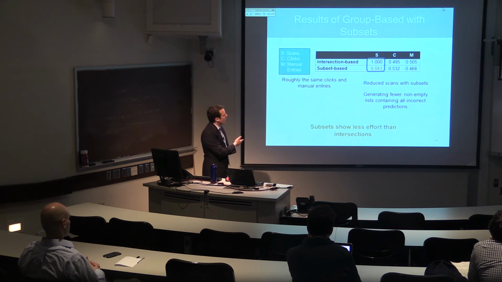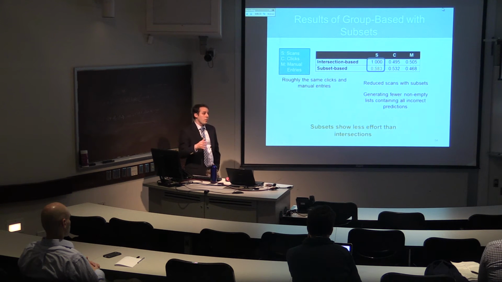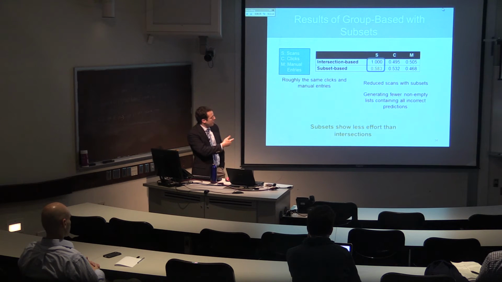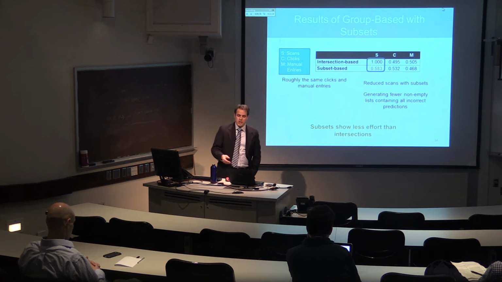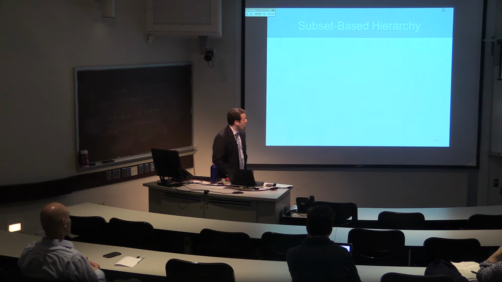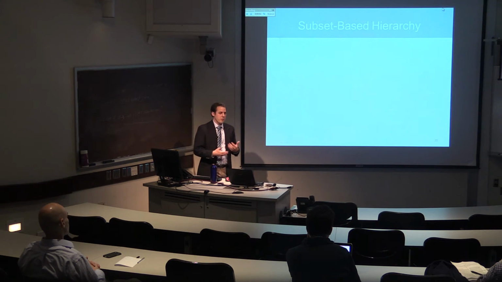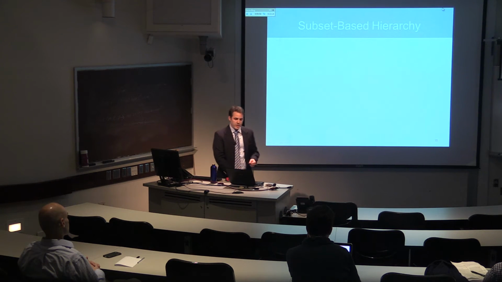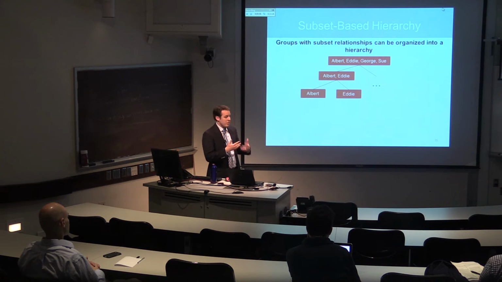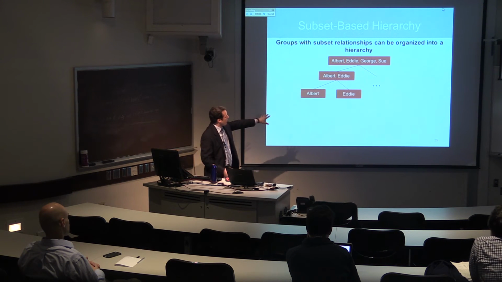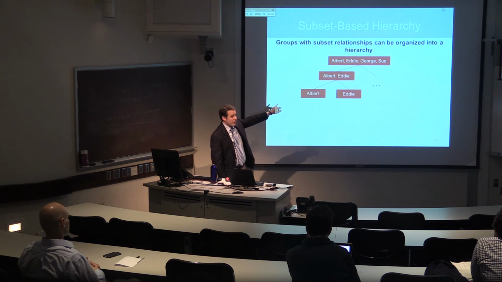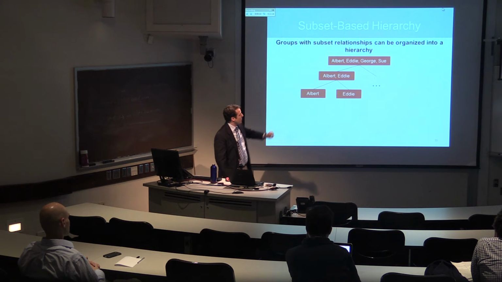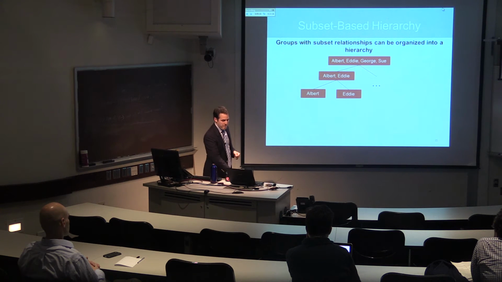So based on this, where all metrics were either about the same or less than the intersection-based approach, we judge subsets to show less effort than intersection. So the subset relationship between groups actually means we can build a hierarchy, where groups with subset relationships can be organized into a hierarchy. The leaf nodes of this hierarchical tree are individuals. Their parent is a superset of them, and the next parent is again a superset of that.